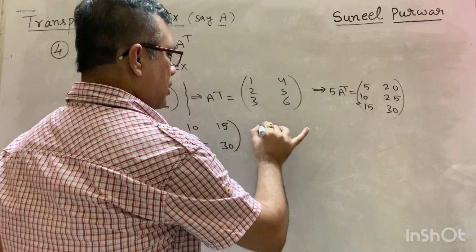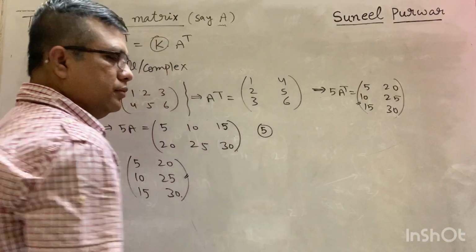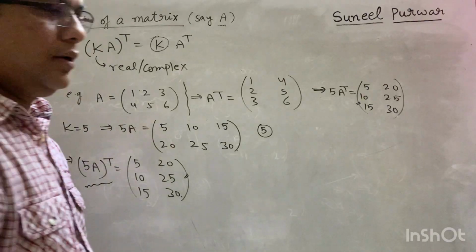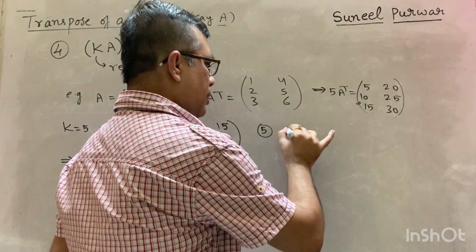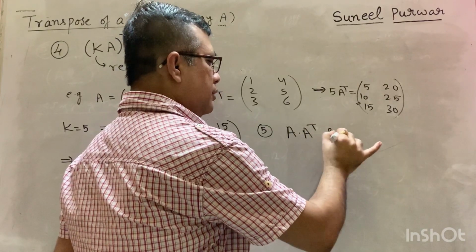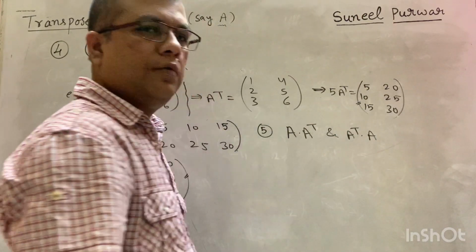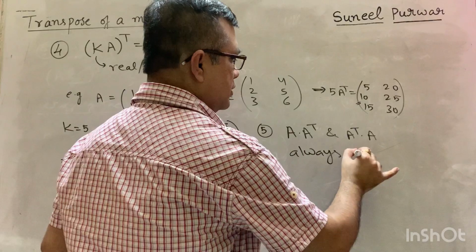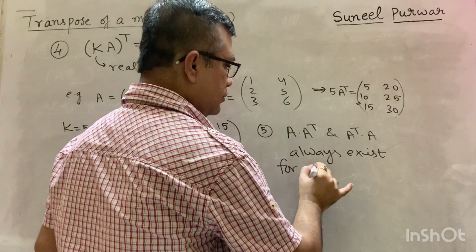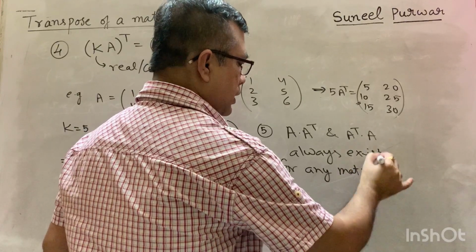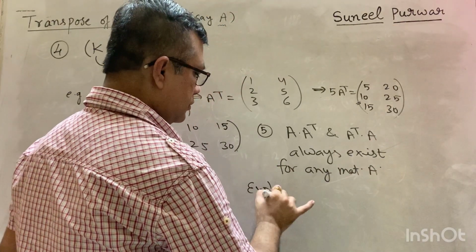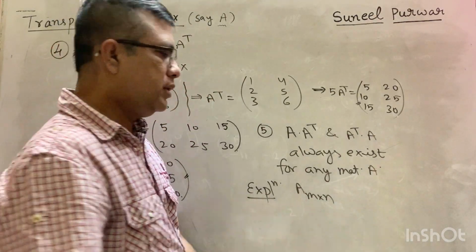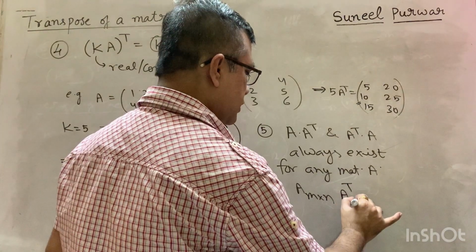Now, fifth property, you can say, for any matrix A, A into A transpose and A transpose into A always exist. Always exist for any matrix A. Okay, here is the explanation. Suppose you say A is of the size m by n, then A transpose will be of the size n by m.